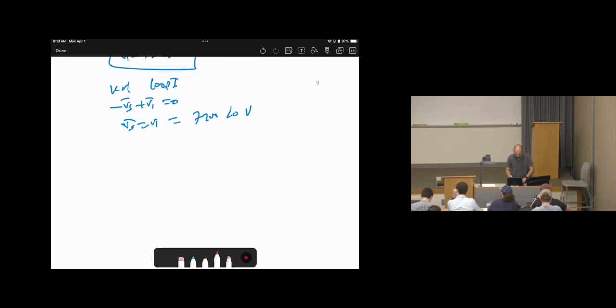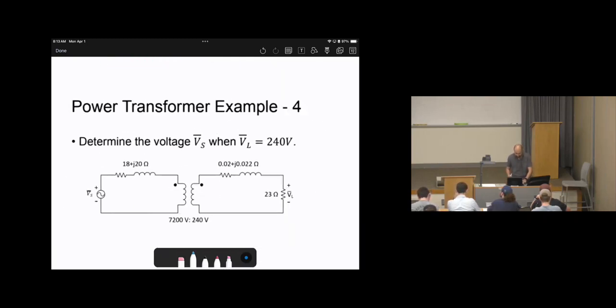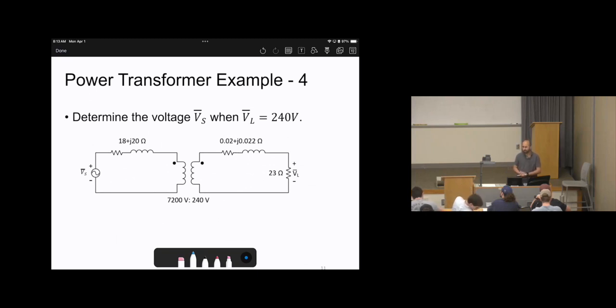Okay, let's do example number 4. This is the last one in the power transformer. Now the problem is getting more complicated. How? We have these two impedances in the middle. So what should I do? The procedure is very similar to example number 3, but there will be slight differences. We need to determine V source, Vs, when V load is 240. So we have V load 240 angle 0 degrees.